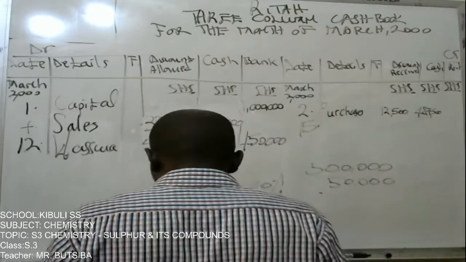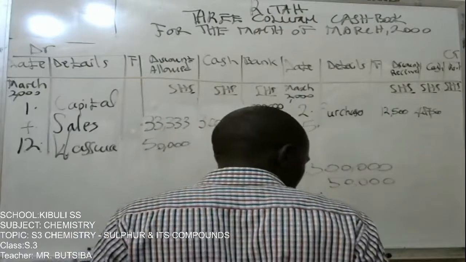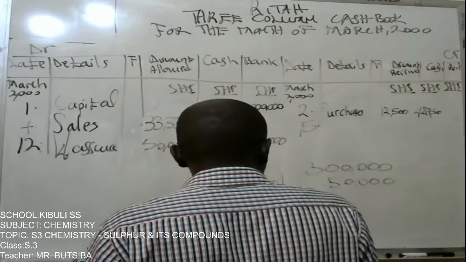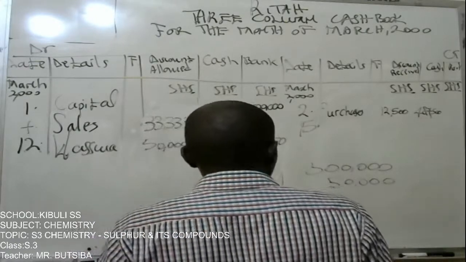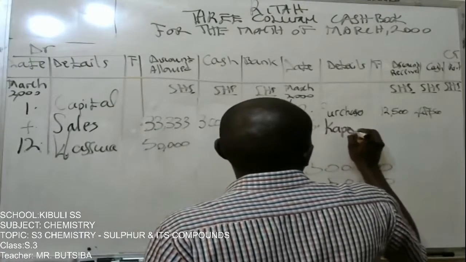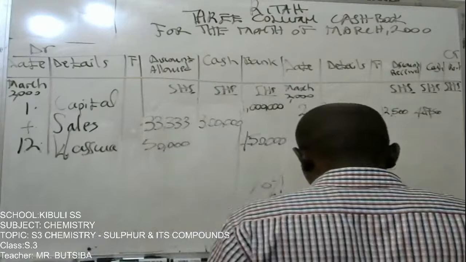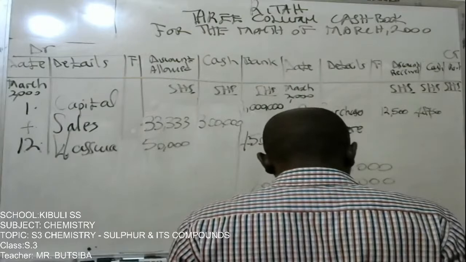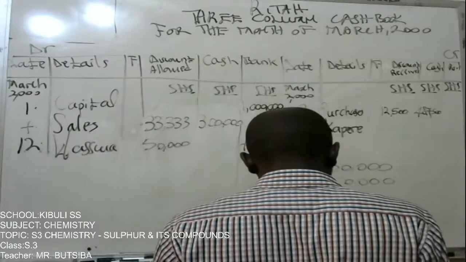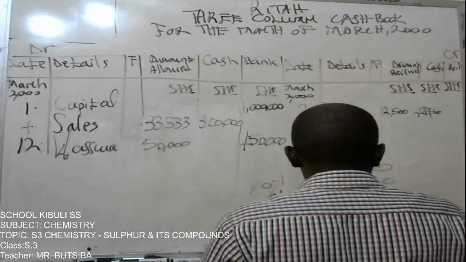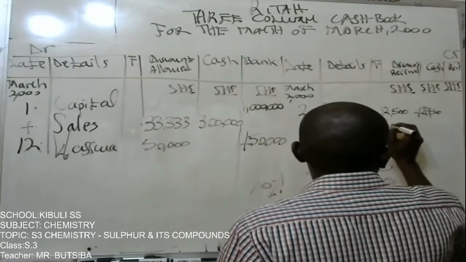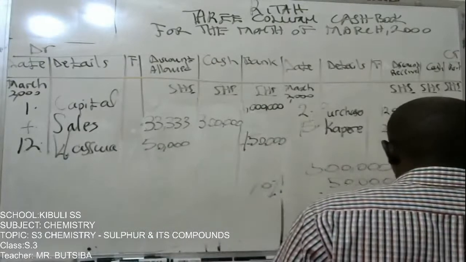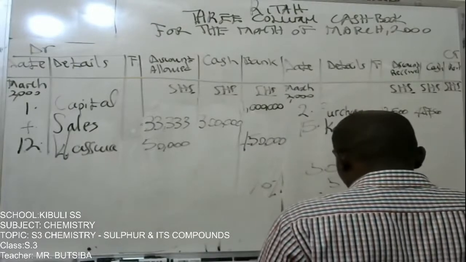This time, if at this stage you are able to record these transactions, even if I tell you go and complete, I'm sure you will successfully record. So you have Capere here. You paid Capere, and then you received a discount of 5%, and 5% of 500,000 is 25,000 discount. It was by check still.